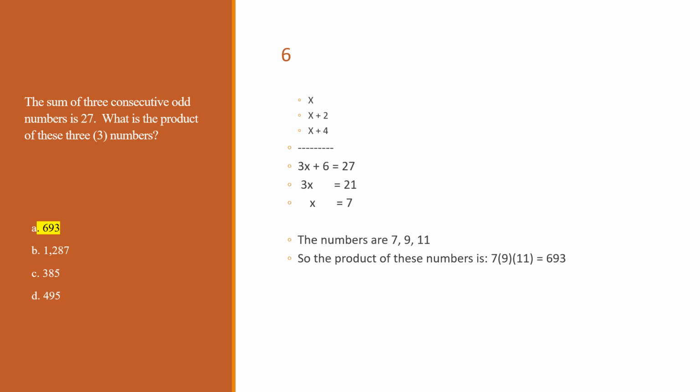So the three consecutive odd numbers are 7, 9, and 11. And the product of this will be 7 times 9 times 11, which is equal to 693.